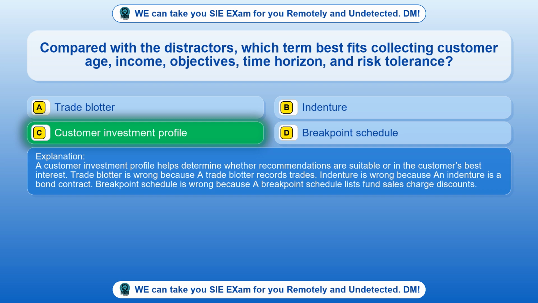A customer investment profile helps determine whether recommendations are suitable or in the customer's best interest. Trade blotter is wrong because a trade blotter records trades. Indenture is wrong because an indenture is a bond contract. Breakpoint schedule is wrong because a breakpoint schedule lists fund sales charge discounts.